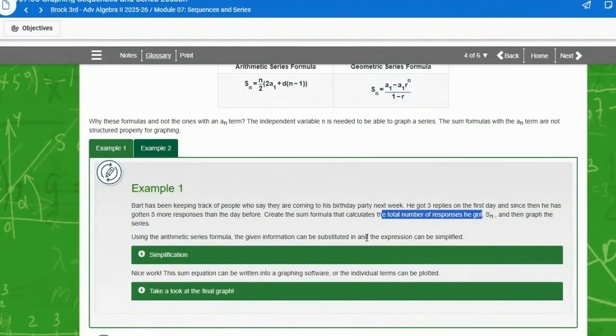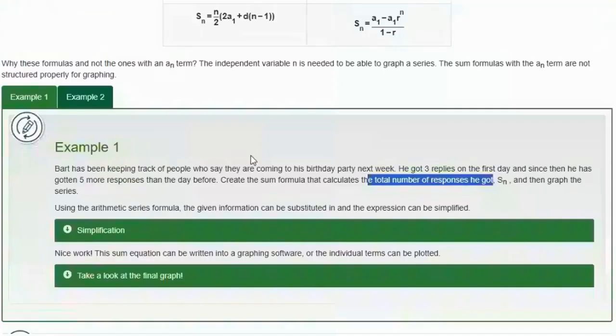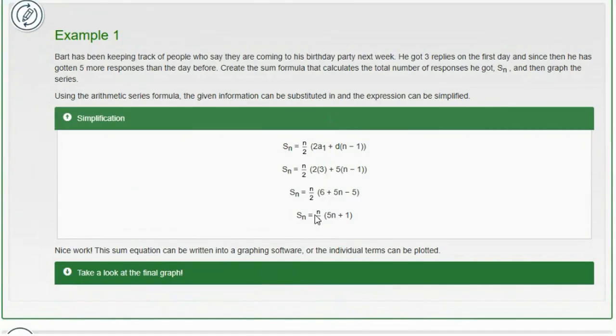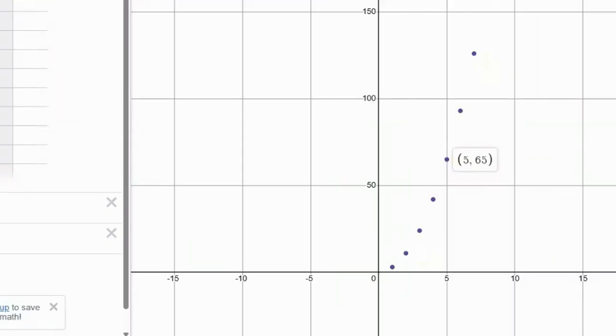Oh, it doesn't give any specific day on there. But this is the total number he has. Like by day 5, he's had 65 people that are coming. By day 8, he better have a big party venue, because if it's 8 days, he's got 164 people that said they're coming. See what they're doing? N divided by 2. Okay, they didn't simplify it any farther than we did. N over 2, 5n plus 1. Put it in the graphing software. And there's what the graph looks like, where day 8 is at 165 people. Yeah, that looks right. We've got 164 people.